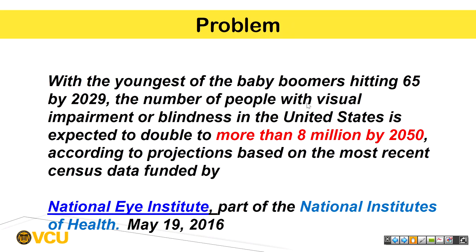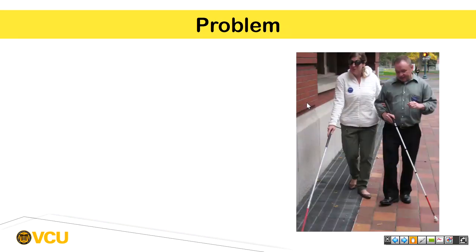According to the report by the National Eye Institute, with the youngest of the baby boomers hitting 65, by 2029 the number of people with visual impairment or blindness in the United States is expected to double to more than 8 million by 2050. So these numbers show that there's a dire need for researchers to invent new technologies or develop new devices to help blind people travel, to make their life easier, safer, and more independent.